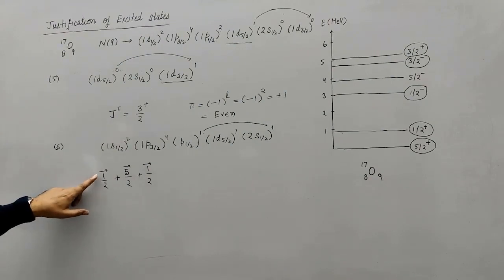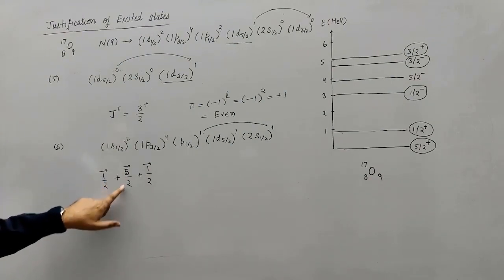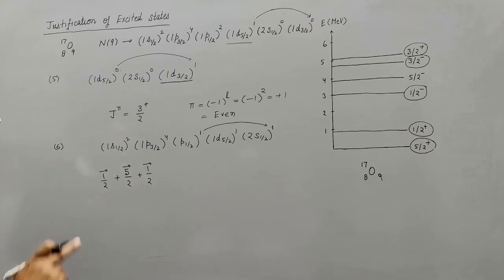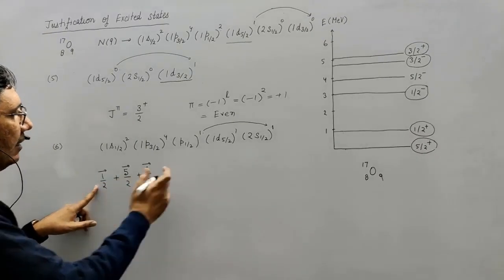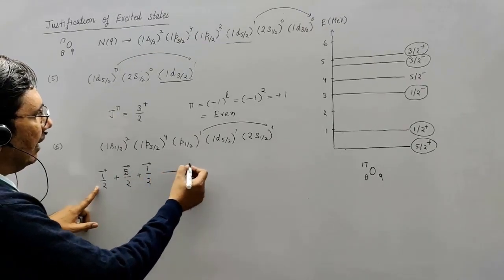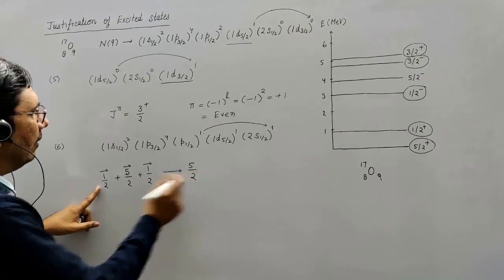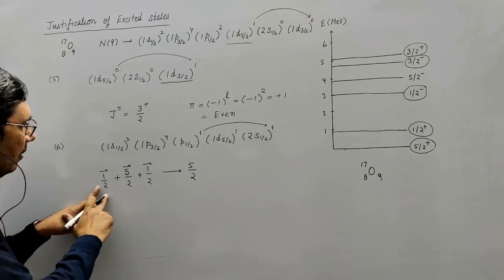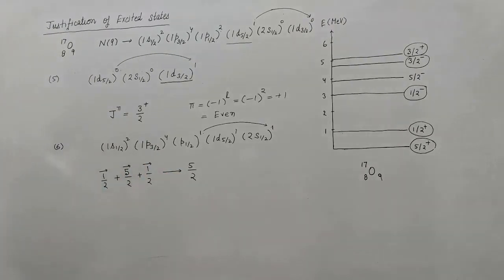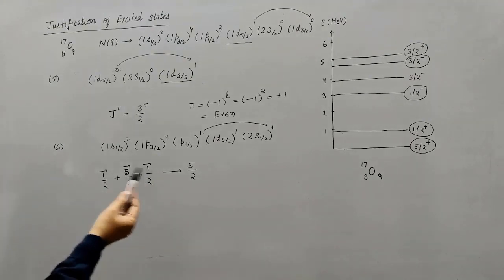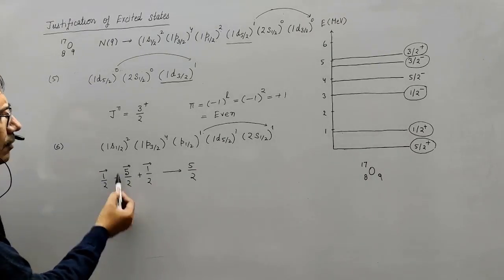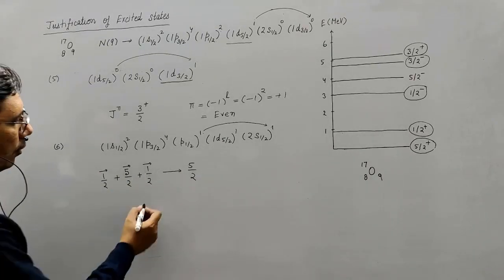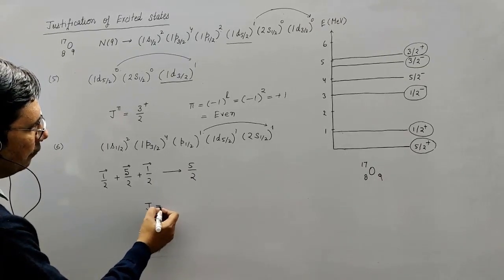So what are their J values? 1 by 2 plus 5 by 2 plus 1 by 2. If this and this become antiparallel to each other, they can cancel out, and we can get a J value of 5 by 2. Other values are also possible. With this combination, you can find many values, but here we are interested in 5 by 2. How will you get 5 by 2? If this one and this one become antiparallel to each other, then surely our J value will be 5 by 2.